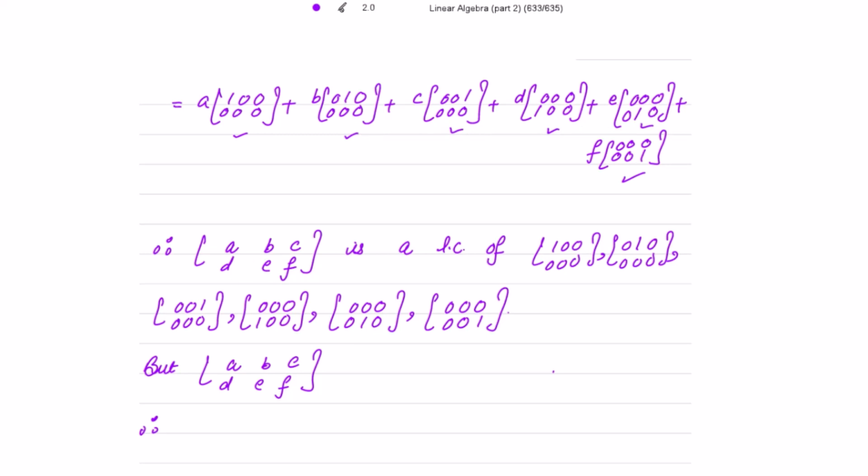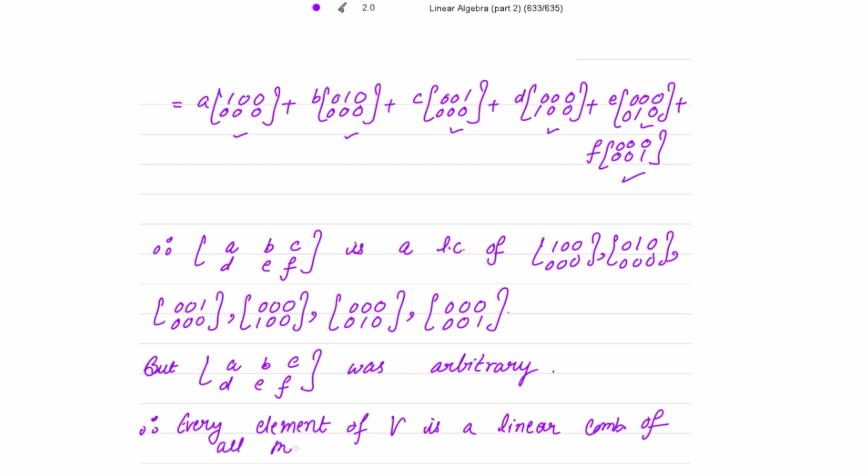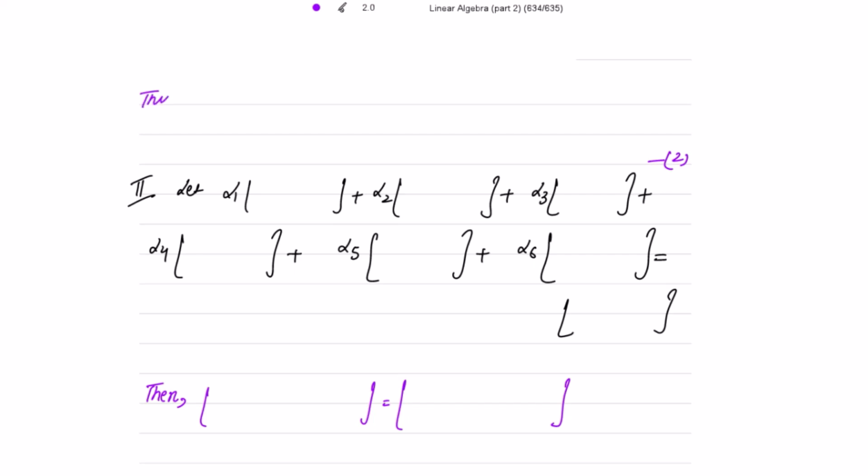Now, A, B, C, D, E, F was arbitrary, right? Which means every element of V is a linear combination of all those matrices, which means V is generated by all these matrices. So therefore, thus V is generated by all those matrices. So let me mark this as 1.